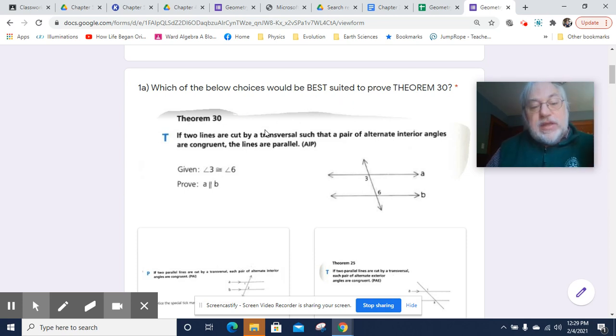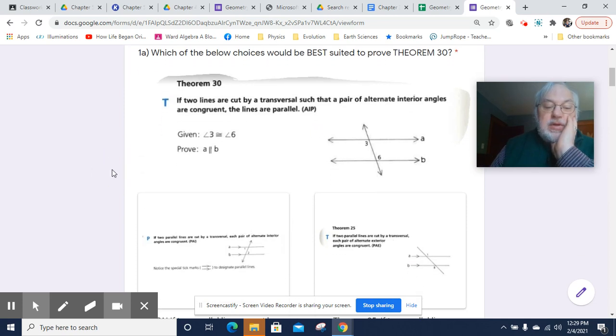So, first you should read Theorem 30 and take a look at the diagrams and see what it's trying to say. This theorem says if two lines are cut by a transversal, such that a pair of alternate interior angles are congruent. So these two angles, they're between the parallel lines, so they're interior, and they alternate sides of the transversal. So if these two angles are congruent, then the lines are parallel. So that's what the theorem says.